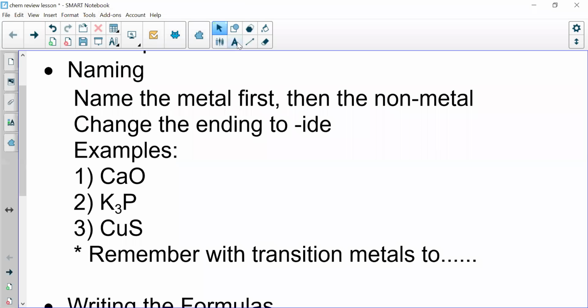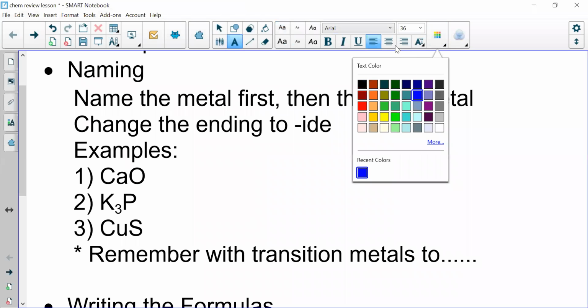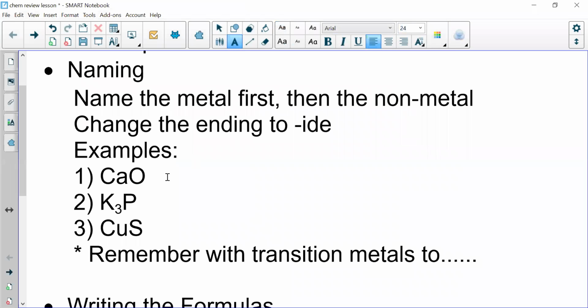So what would CaO be? What would the name of CaO be? Calcium oxide. Good. Calcium, Ca is calcium. O is oxygen. We change it to oxide. And we have to see, is calcium a transition metal with more than one charge? Do I need to include charge in brackets after calcium? No, calcium is only ever a +2 charge, so I don't have to put brackets there.